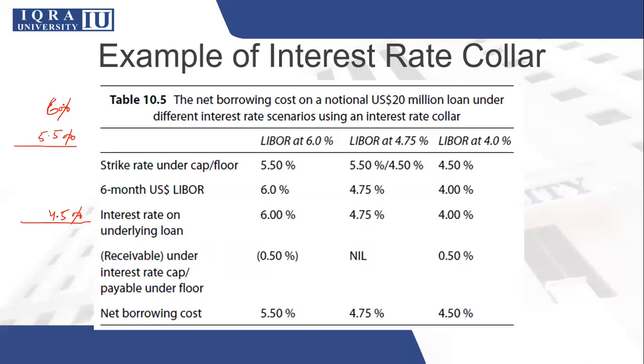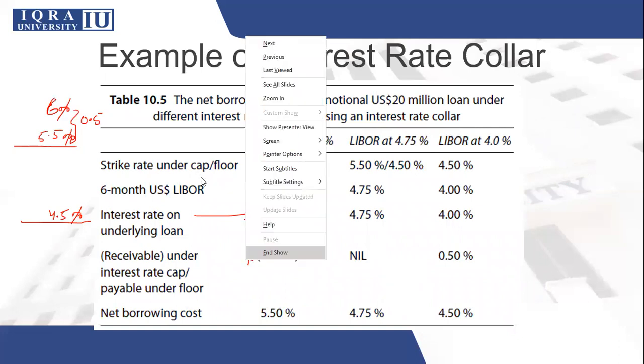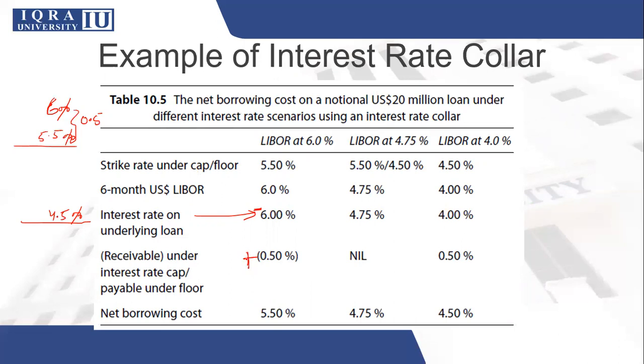So what happens now is that the cap has been activated. Now you have to pay 6% to the person that you have borrowed money from. So you will have to pay 6% under your underlying loan. That is the same. But because you have an interest rate cap, the difference of 0.5% you will receive. You can see that the receivable is in brackets. This does not mean that this is negative. This is actually positive because that means that you are receiving money over here. So you're going to receive 0.5%. So your net borrowing cost will be 5.5%. This is the same thing that we have discussed even before.